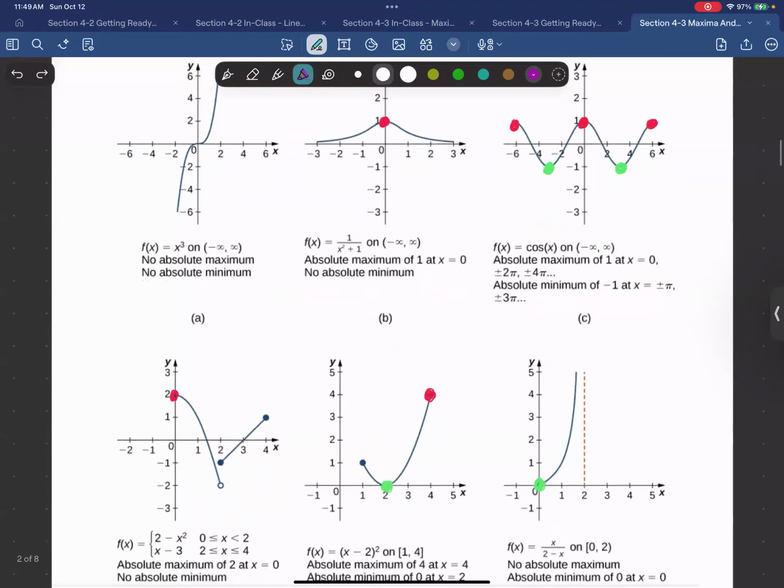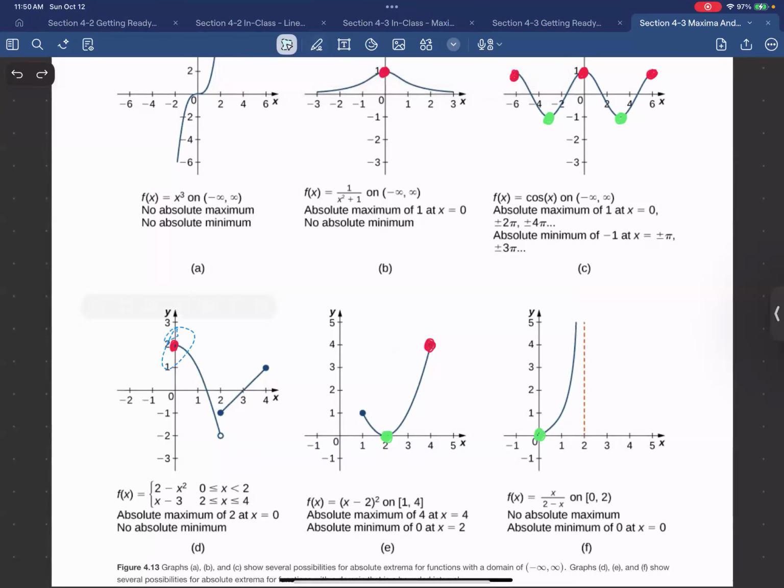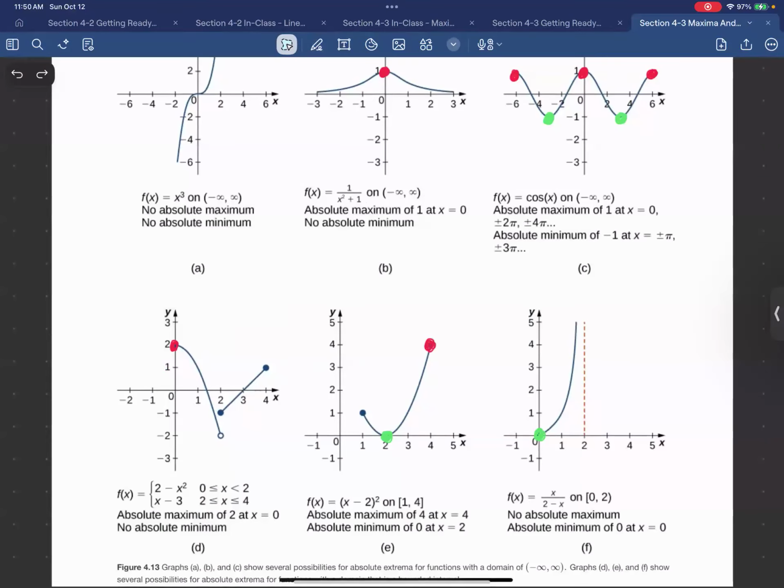Now we look at some ones that have a closed domain. So I'm going to move that point. Oh, don't move it. Never mind. I can't move it.